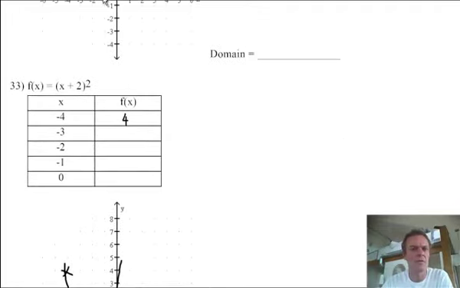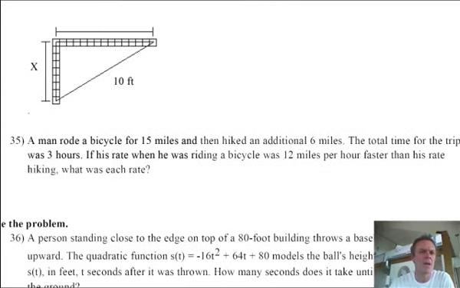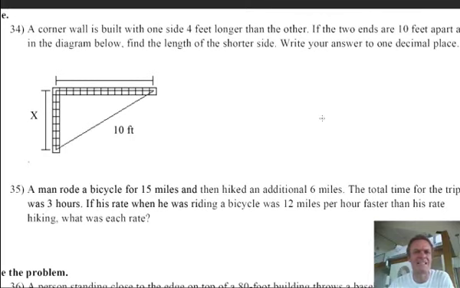One more, I think. Let's have a look what's going on here. Okay, have a look at this. Corner wall built. I'm just going to roughly go through this one. Okay, x. One side's 4 feet longer than the other. So that's x plus 4. Right, that's it. Everything's labelled. Pythagoras theorem. Remember, a squared plus b squared equals c squared. A squared plus b squared equals c squared.